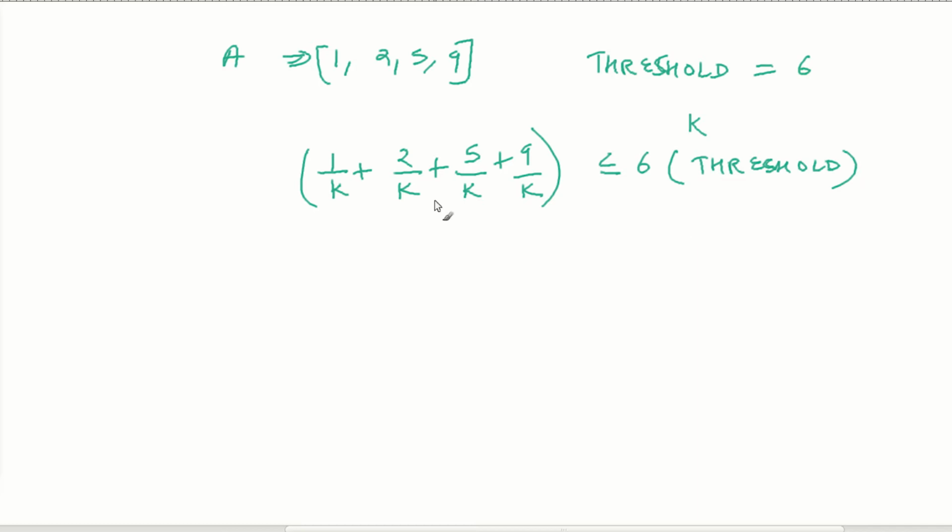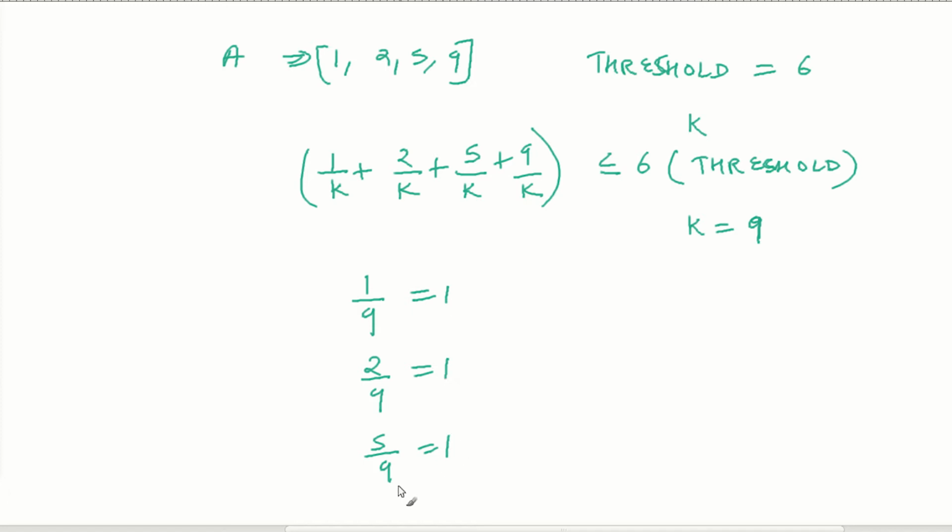For example, let us say we take our k as 9. So when we take our k as 9, 1 by 9 will be, and one more thing the problem is saying, that when you compute the quotient, you round it up to the nearest integer greater than that. So 1 by 9 will be taken as 1. 1 by 9 is 0 point something, so I will round it off to 1. 2 by 9 is also 0 point something, so I will also round it off to 1. 5 by 9 will also be rounded off to 1 by similar logic, and 9 by 9 is 1.